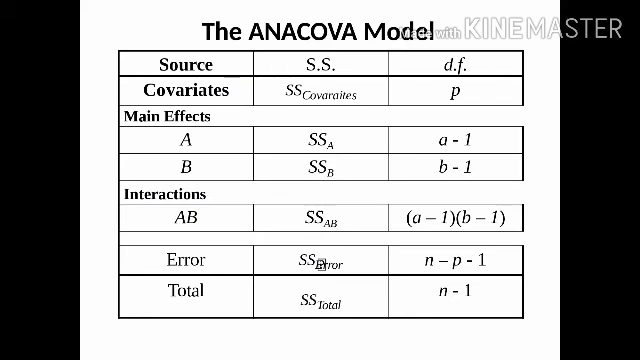And this is the table of the ANCOVA model. Here you can see the sources, including the covariate effects, main effects, interaction effects, and error and total. The sum of squares corresponding to each source is given, and degrees of freedom we can find. Based on the sum of squares and degrees of freedom, we can estimate the F statistic. Based on the F statistic, we decide whether the null hypothesis is accepted or rejected.